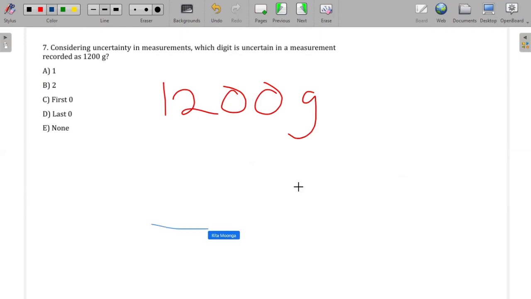Okay, so Rita, you are writing on my board there. Let me disable annotations for you guys.